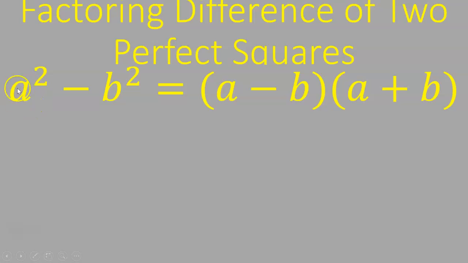If we have a squared minus b squared, that factors into a minus b times a plus b. A quick explanation as to why: if you were to multiply these together, a times a and a times b and so forth, these are designed so that the middle two terms cancel out, leaving only a squared and b squared. Because it's negative times positive, you end up with a negative here. So that's the pattern that you're looking for.